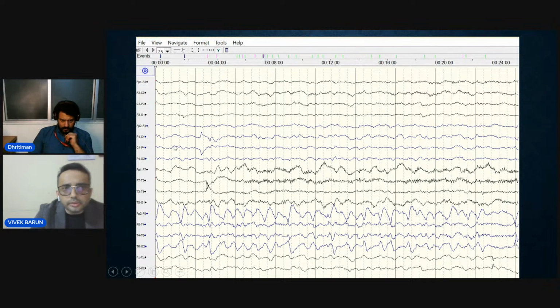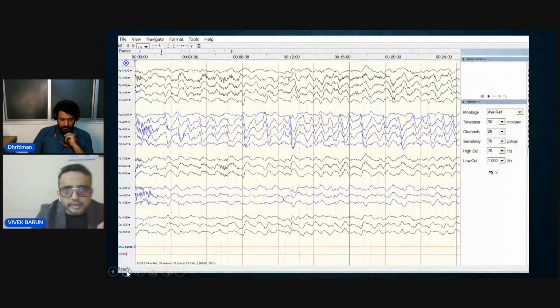And this is the 8 seconds. So it has lasted for more than 10 seconds. And the same finding in the average montage, you can see that in the later part it has become more sharp as compared to before. So it has evolution. It has lasted for more than 10 seconds.